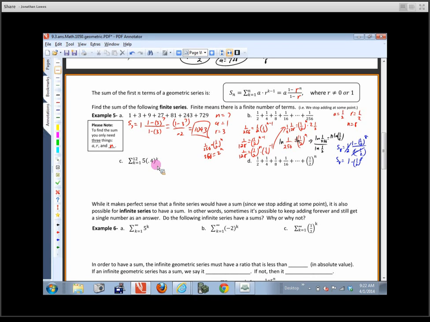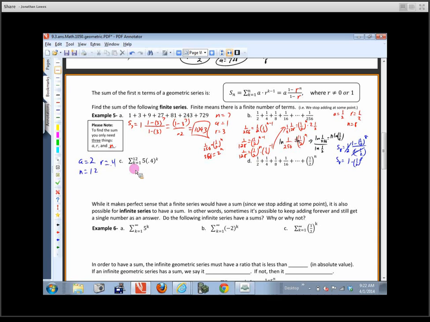It's what you get when you plug in a 1. If you plug in a 1, it's 2. The first term is 2. Can you look at it and can you tell what the common ratio is? Yeah, it's written as an exponential, so the base of the exponential is the common ratio. So that's 0.4. And can you look at it and tell how many terms we're trying to add up? Yeah, we're trying to add up 12 of them because we started at 1 and went to 12.